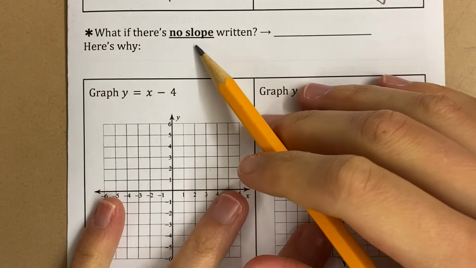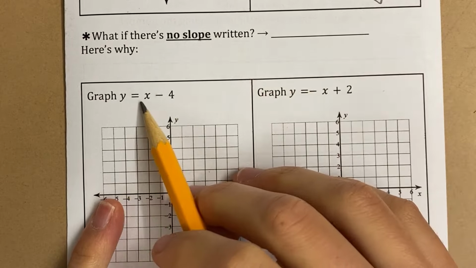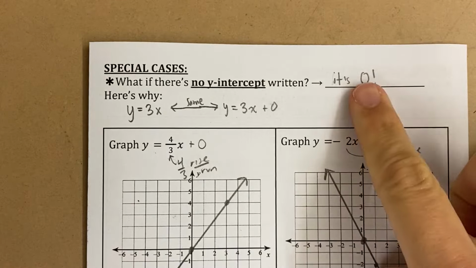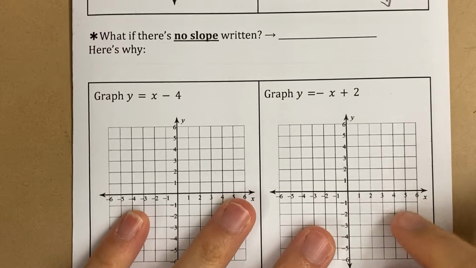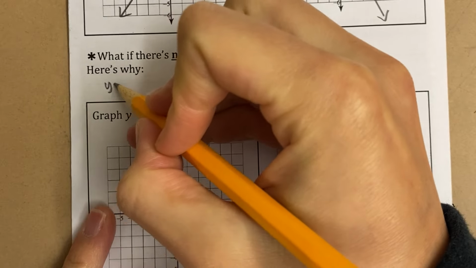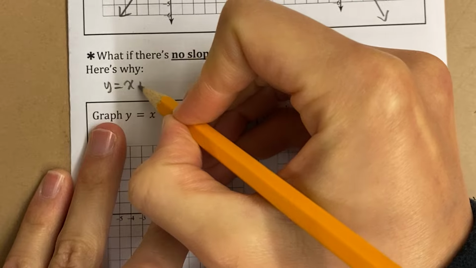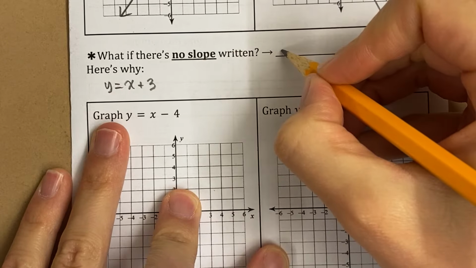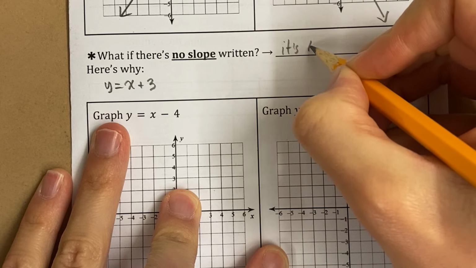Now, what if there's no slope written, okay? An equation like this, right? Here we talked about what if there's no y-intercept written? It's 0 because it's plus 0. But here, if there's no slope written, like this, okay, this time the slope is 1.